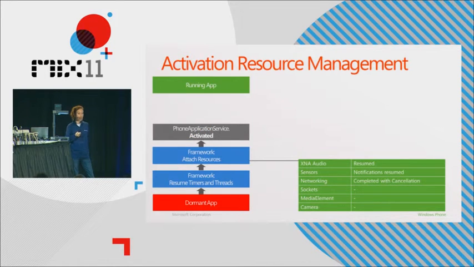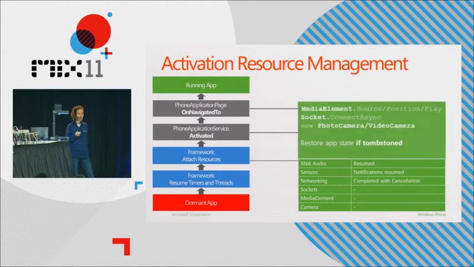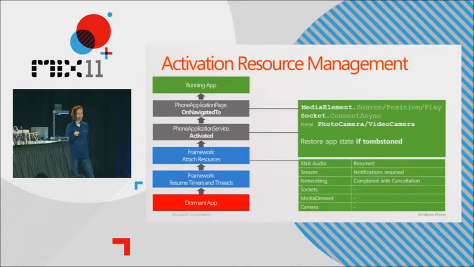So when the application receives the Activated and the OnNavigatedTo events, this is where, if the application is using the media element, then it will have to set the source again, and it will have to set the position, and it will have to call play on the media element, either automatically or as a result of user input. Then for sockets, the application will have to reconnect the sockets, and we highly recommend that the application does this asynchronously. And then the application will have to create the objects for the photo camera and video camera. So let me show you how this works in an example, in a real sample.